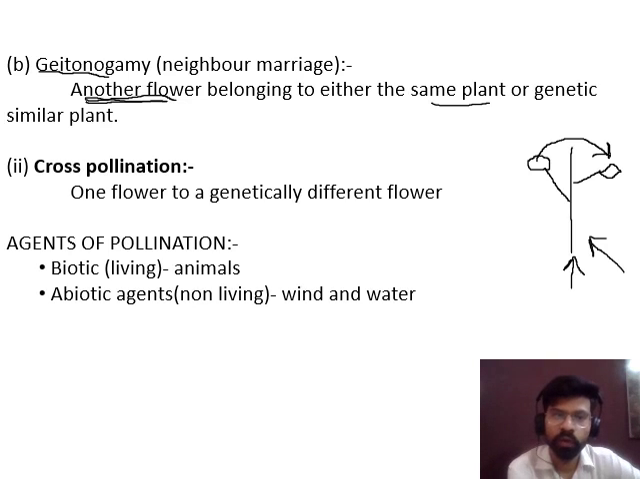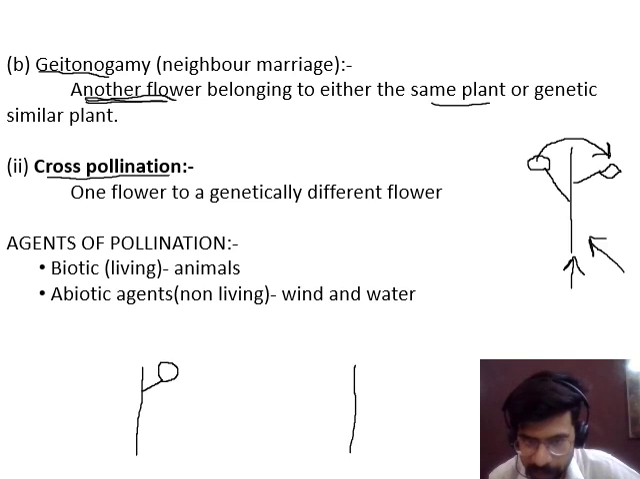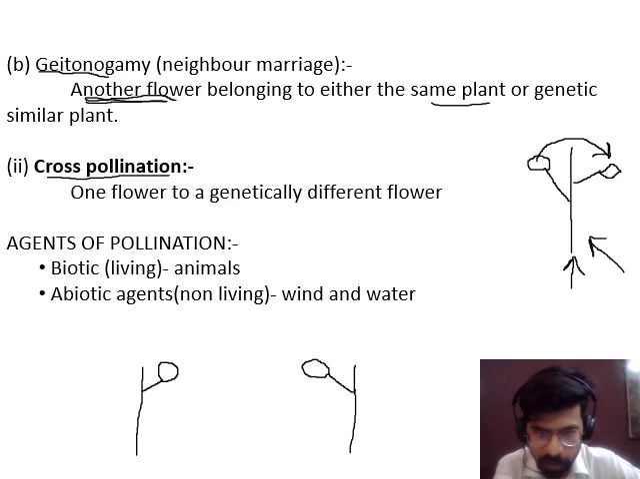Next is cross pollination. I'm trying to draw this. This one is plant P1, the first plant, and this is the second plant. There are two different plants. So the transfer of pollen grain from one plant to the other is known as cross pollination.